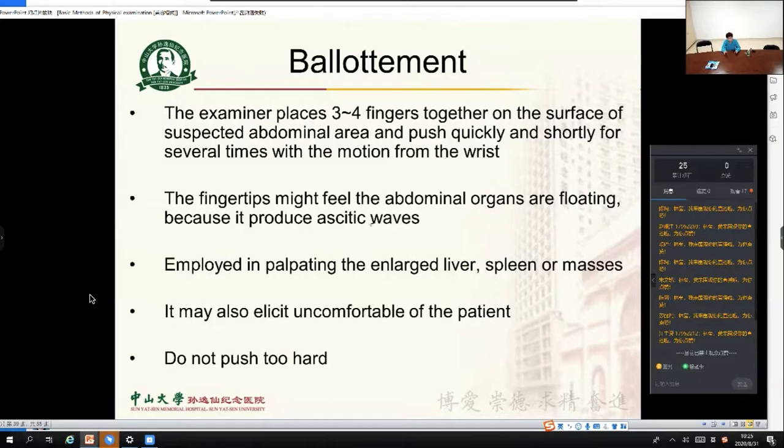Do not push too hard, because we have cases where, when we performed ballottement, the patient had a rupture of the liver cancer. So this may be a very severe complication. So avoid pushing too hard when palpating the patient.